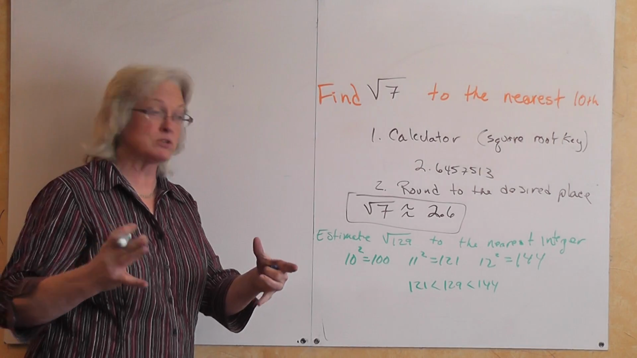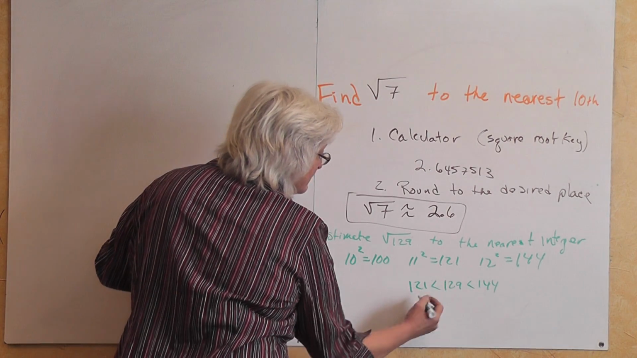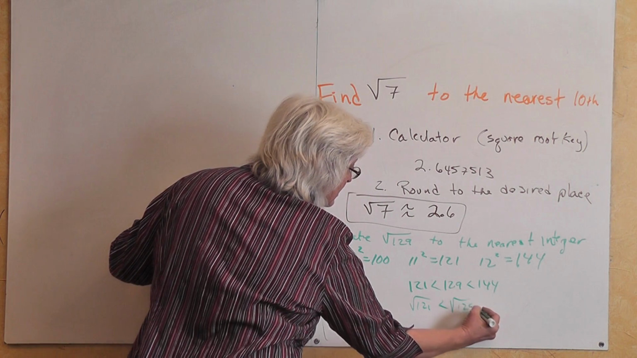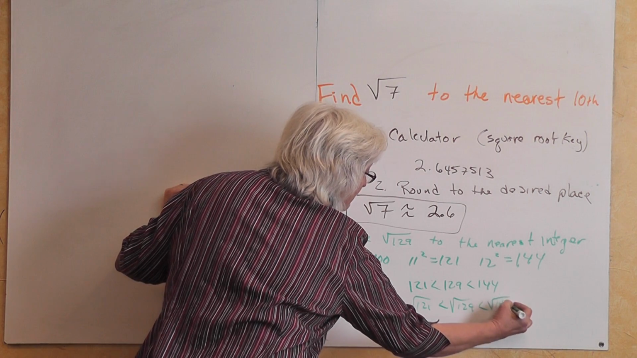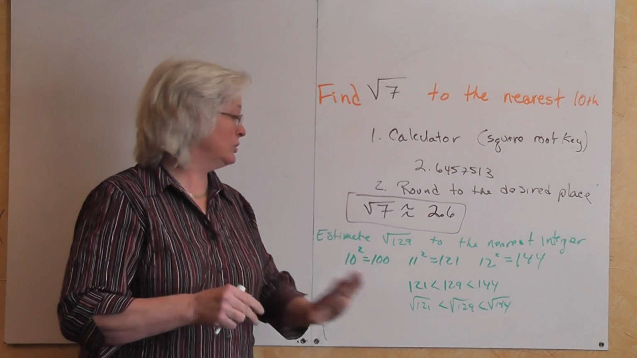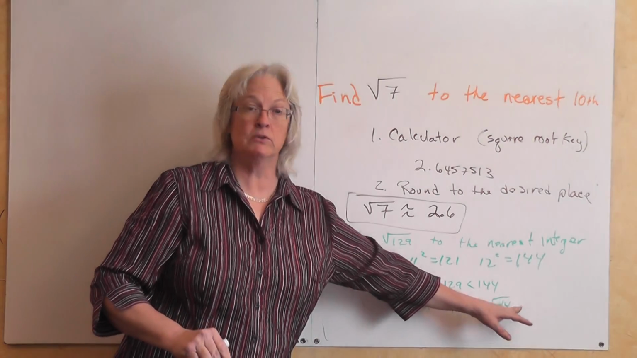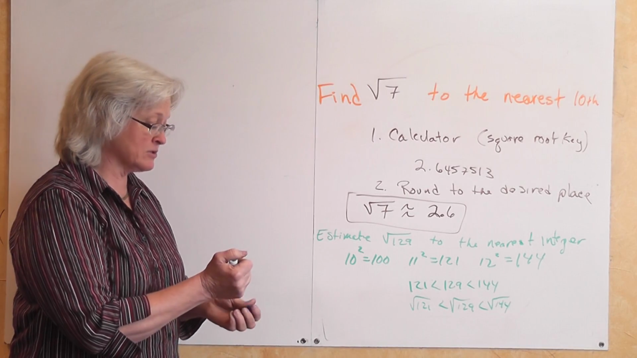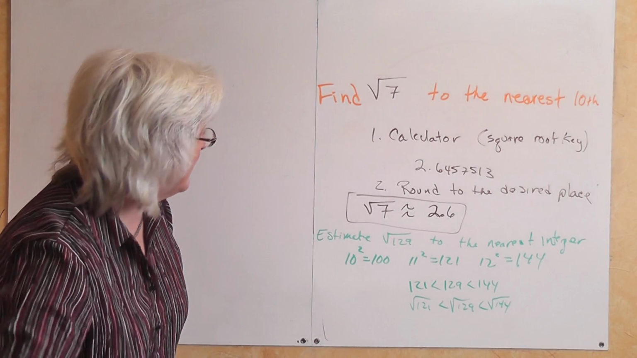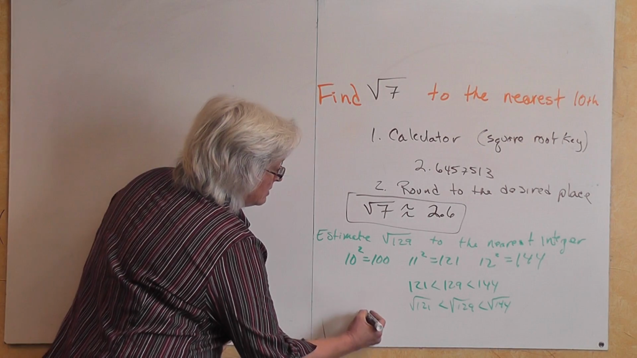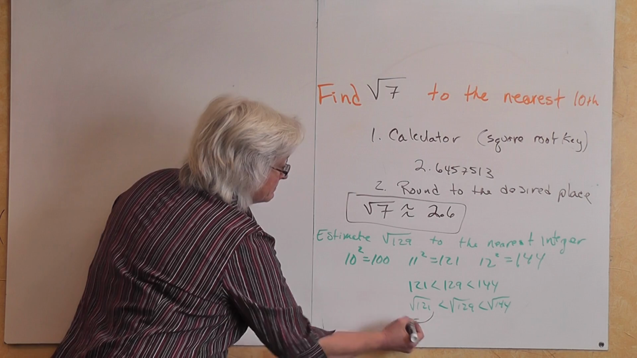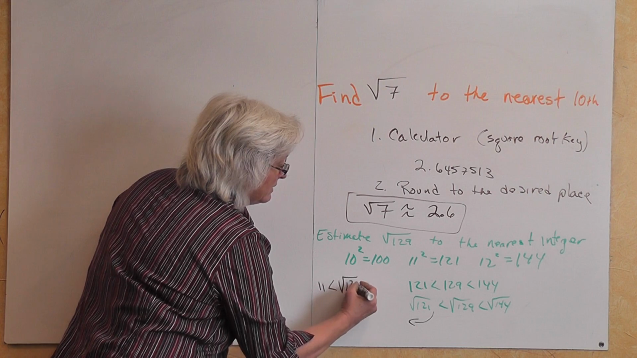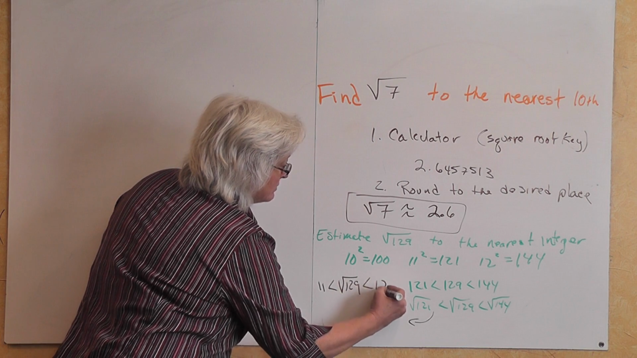We're going to take the square root of every portion of this. Square root of 121 is less than the square root of 129 is less than the square root of 144. Once again, we have two rational square roots, one irrational square root. And what's our final answer going to be? Our final answer will be 11 is less than the square root of 129, which is less than 12.